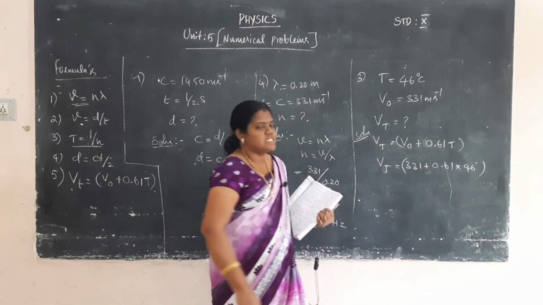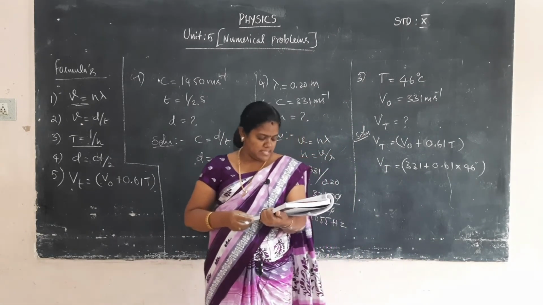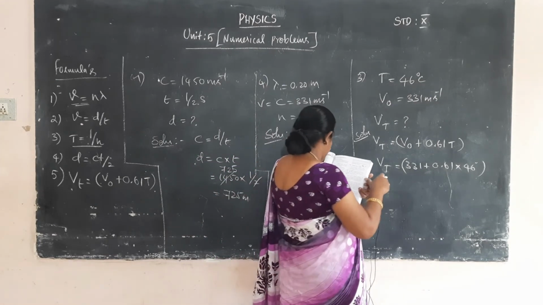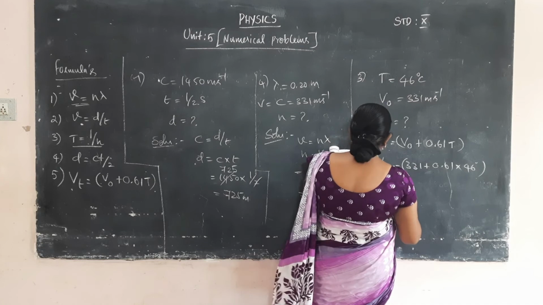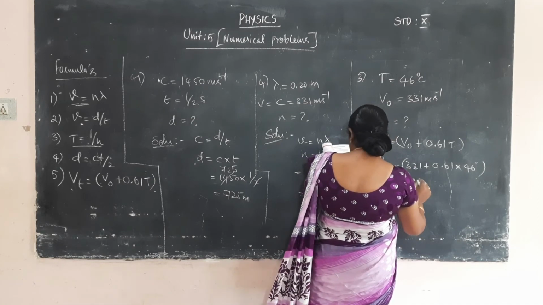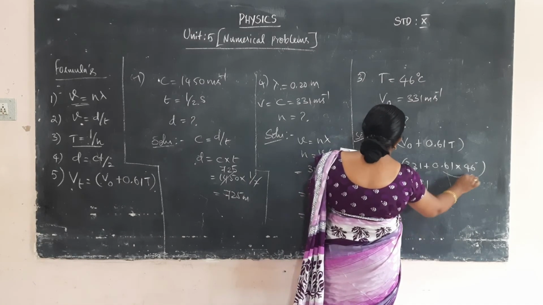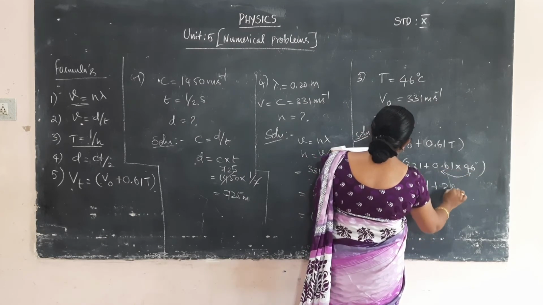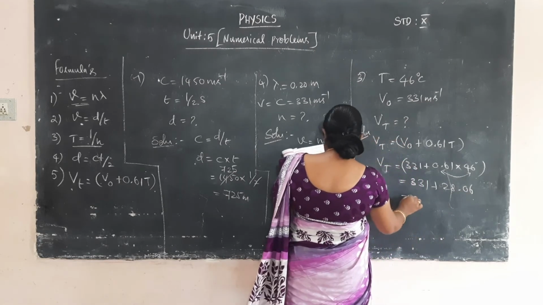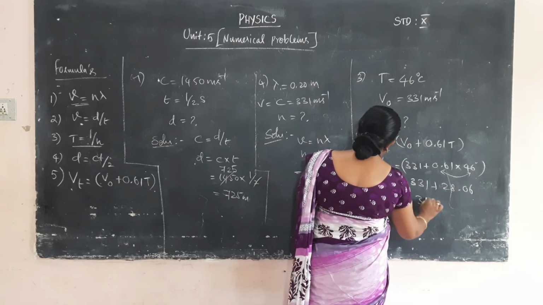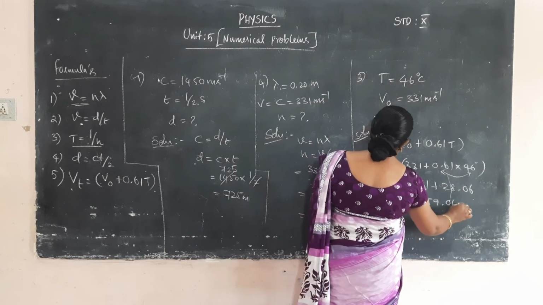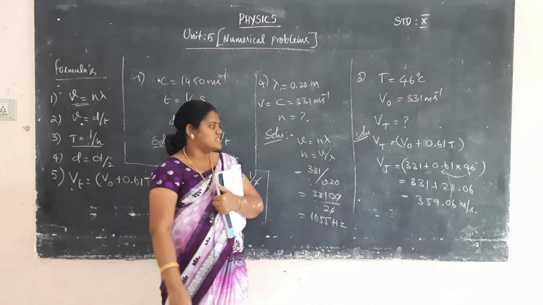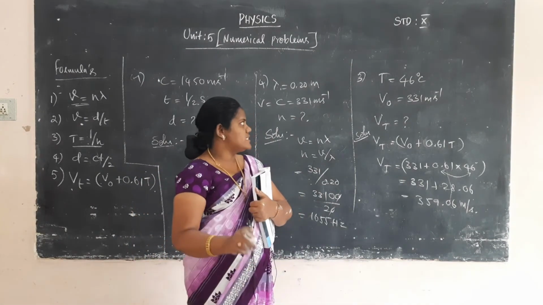Okay, 0.61 into t, not a time, that is a temperature. So 331 plus 0.61 into 46. Multiplying 0.61 into 46, that is 28.06, and add the two values, that is 359.06 meter per second.